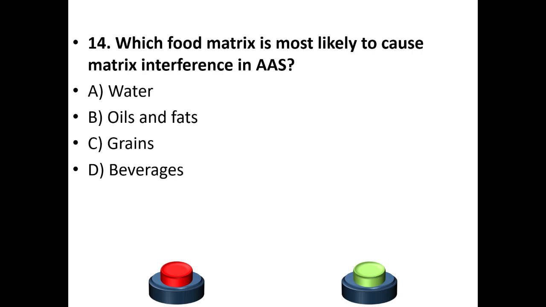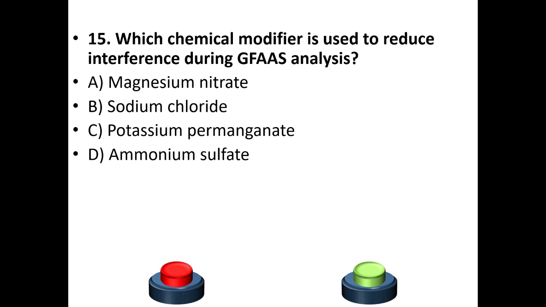14th question. Which food matrix is most likely to cause matrix interference in AAS? A. Water. B. Oils and fats. C. Grains. D. Beverages. Which is the answer? Your answer is option B. Oils and fats.